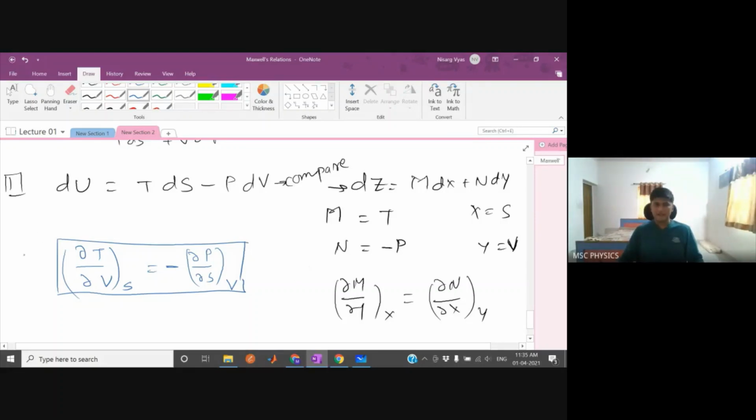So this is the first Maxwell relation. It does not mean that this is the first; this is one of the four Maxwell's relations.